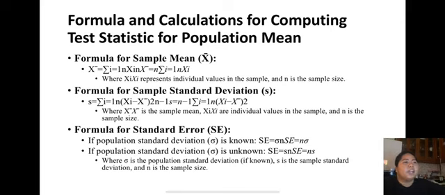Formula for the sample standard deviation, where X̄ is the sample mean, Xi are individual values in the sample, and n is the sample size.